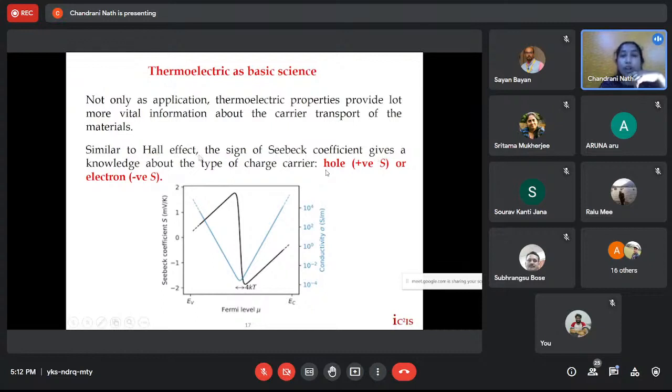Similar to the Hall effect, which gives us the nature of carriers, either hole or electron, in a similar way the sign of the Seebeck coefficient lets us know which type of carrier is involved in the transport. If we have a positive value of Seebeck coefficient, then we know that holes are the carriers in that material. And if the Seebeck coefficient is negative, we know electrons are the main carriers in that type of material.